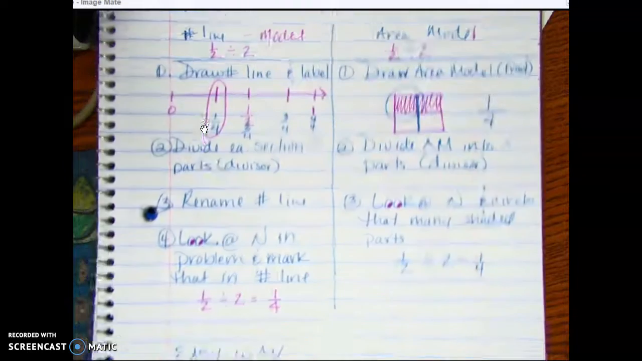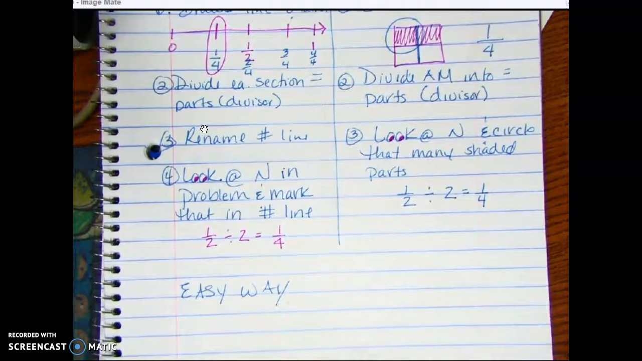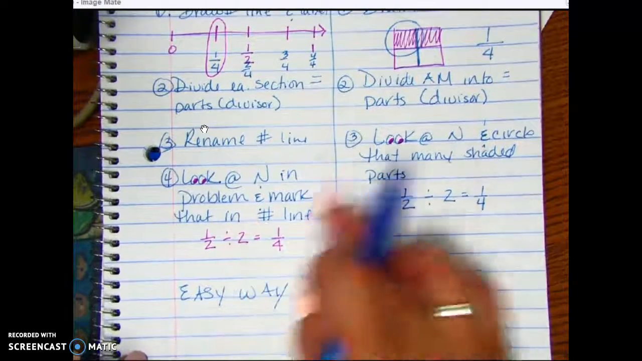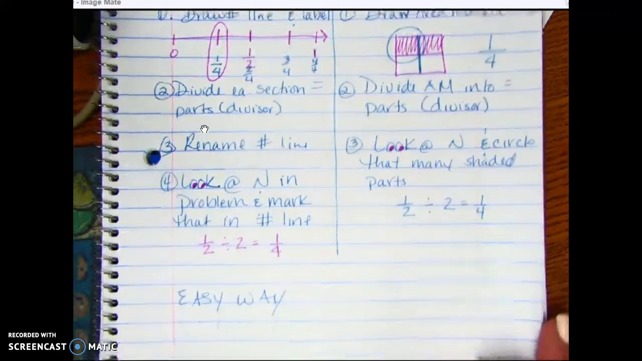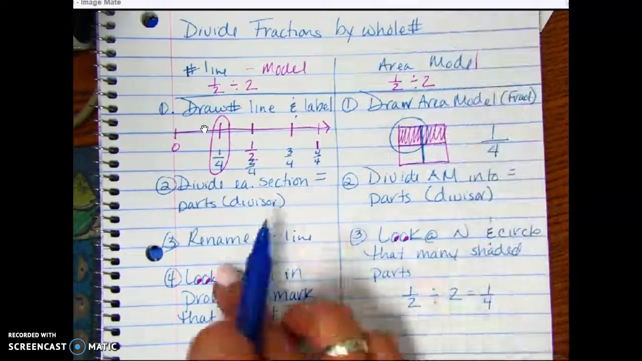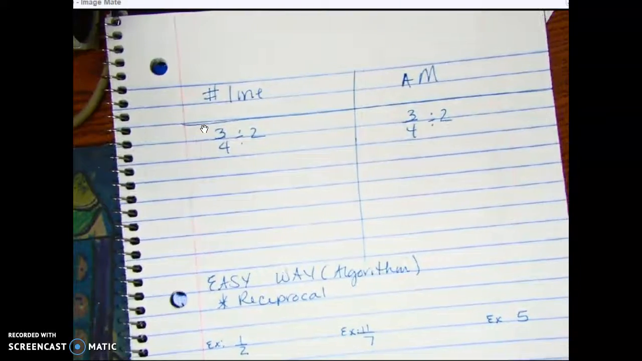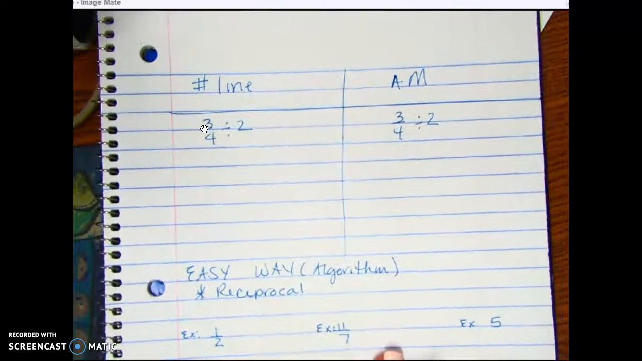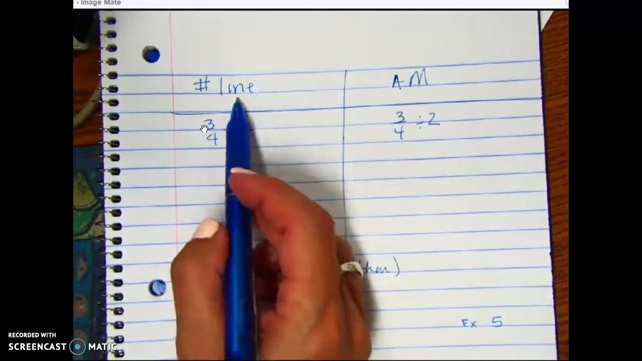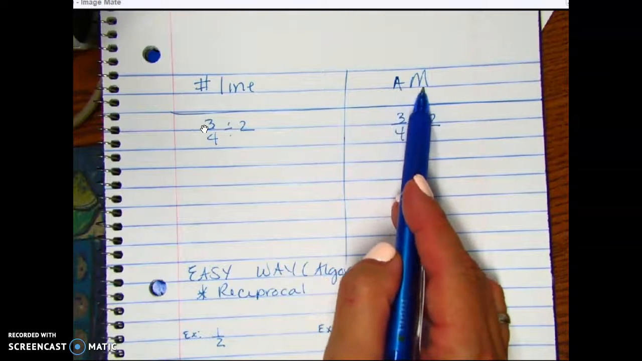Now, down here, I've written something that says the easy way, and I'm going to leave this space so we can practice the easy way when we learn it. But right now, we're going to go to the next page, and we're going to practice drawing the models for a couple of different example problems. And here they are. So remember, you can always pause. So this is going to be a number line model, and this is going to be an area model.